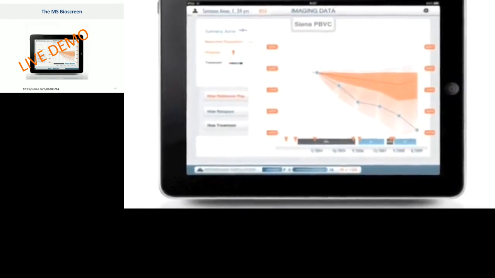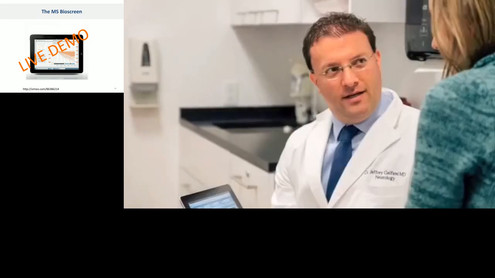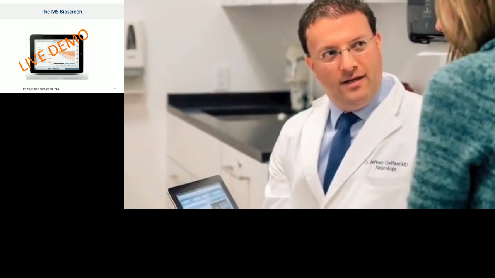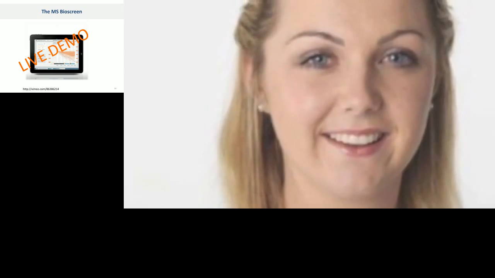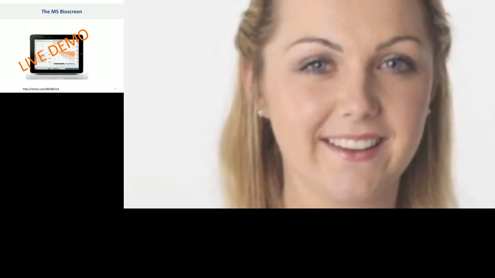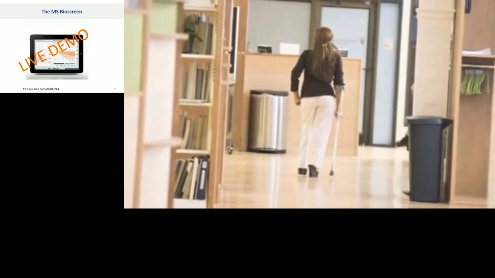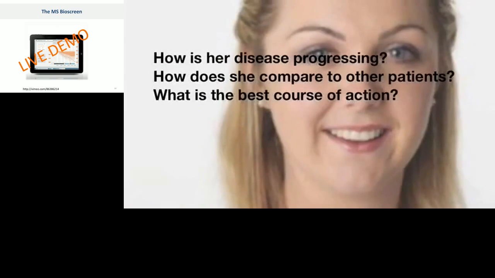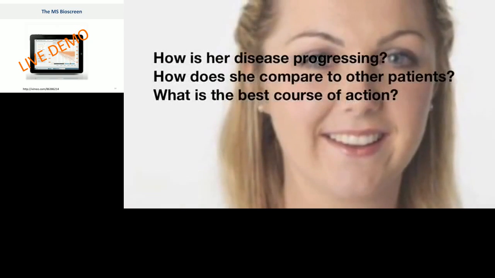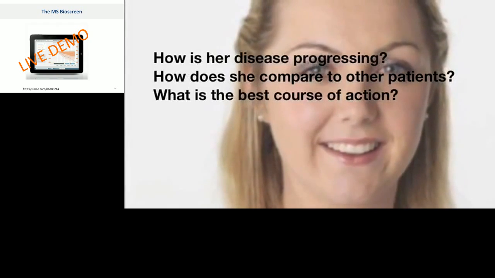Okay, no, okay, excellent. The MS Bioscreen is the first precision medicine tool developed here at UCSF by a leading team of scientists and researchers. It is designed to bring the latest research in multiple sclerosis to the bedside. Take Anne, for example. She is 31 years old and was diagnosed with MS 10 years ago and has been on aggressive therapy for almost 2 years. She has been using a cane for walking and has had trouble with spasticity and balance. What Anne wants to know is how her disease is likely to progress, how she compares to similar patients, and what course of action will best treat her symptoms and slow down the disease.